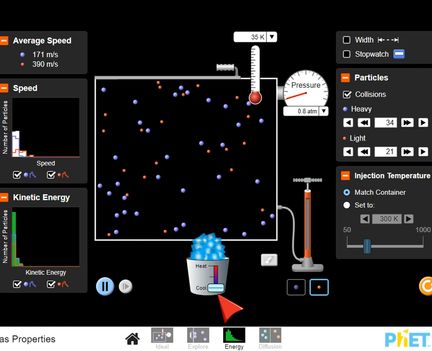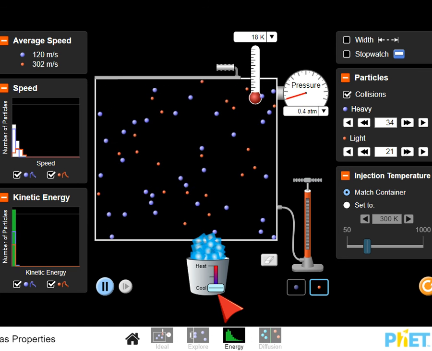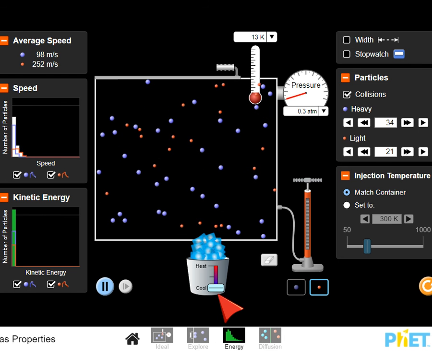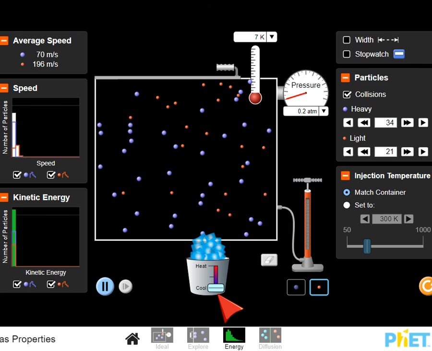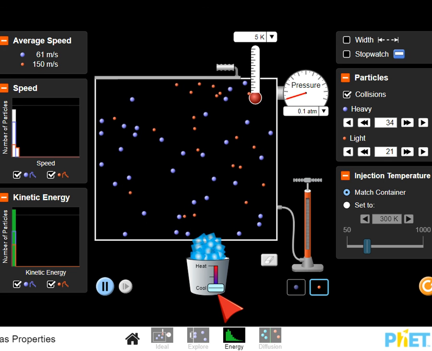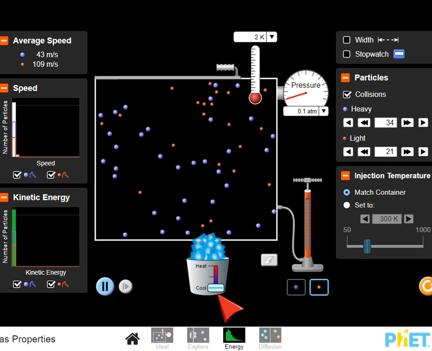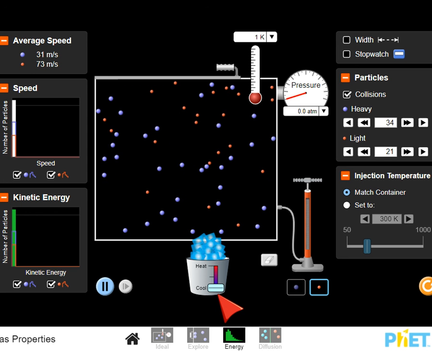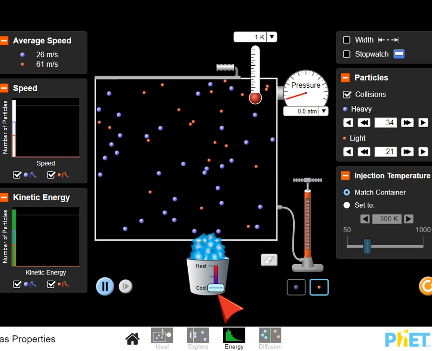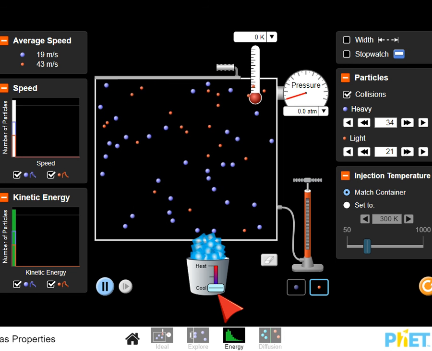Let's just see. Our average speed is still 130 for the larger and 300 for the small, lighter particles, moving awful slow. Notice our temperature, it's at 3 Kelvin. And we would not be able to achieve that temperature here in the classroom. It would take a serious research chemistry lab to do that. But in the virtual situation, we can see it.